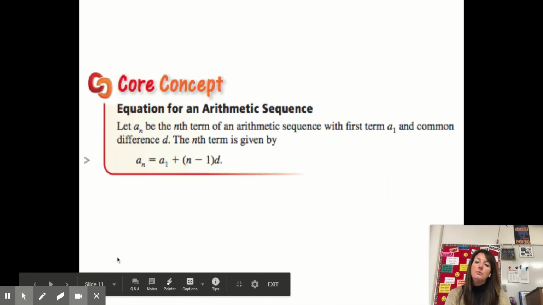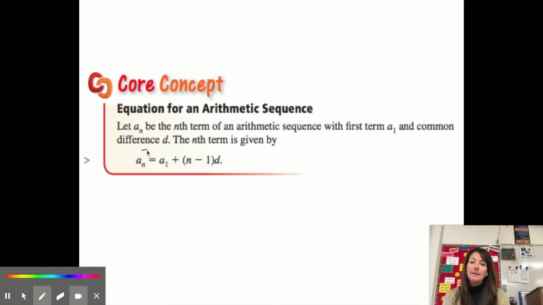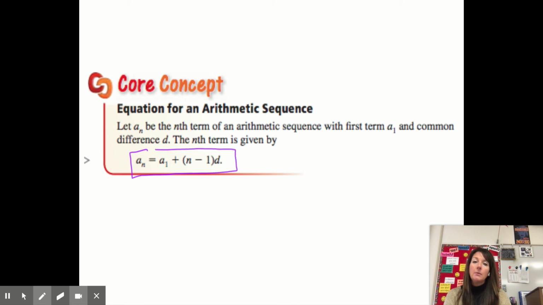All right, so we'll use this formula. This is kind of the generic formula. a sub n is equal to a sub 1, the first term, plus n minus 1, n being the number of the term that we're trying to determine, times d, which is the common difference. All right.